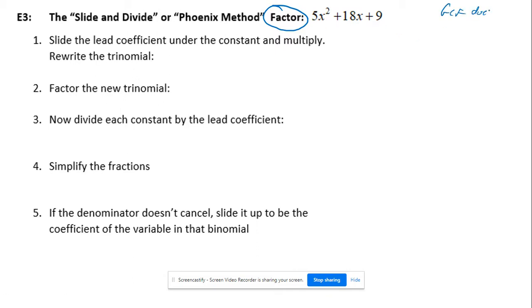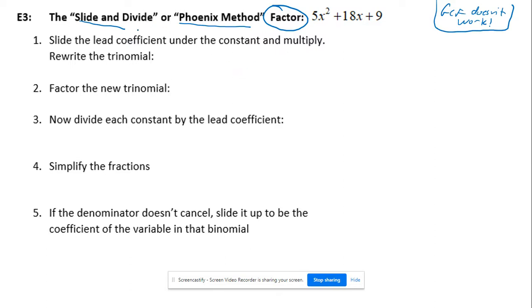Now, we should always check to see if there's a GCF, but if the GCF is 1, which it is in this case, the biggest number that goes into 5, 8, and 9 is 1, then we have to do another method, and that's going to be the slide and divide or Phoenix method. And there are 5 steps for us to do here. I'm going to walk us through these steps one at a time, and we're going to see how each of them works.